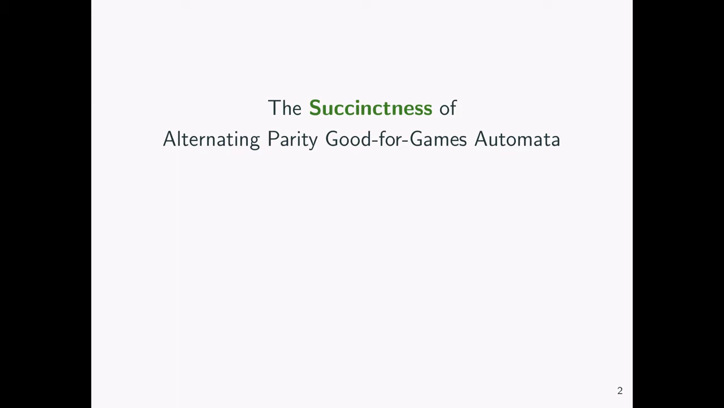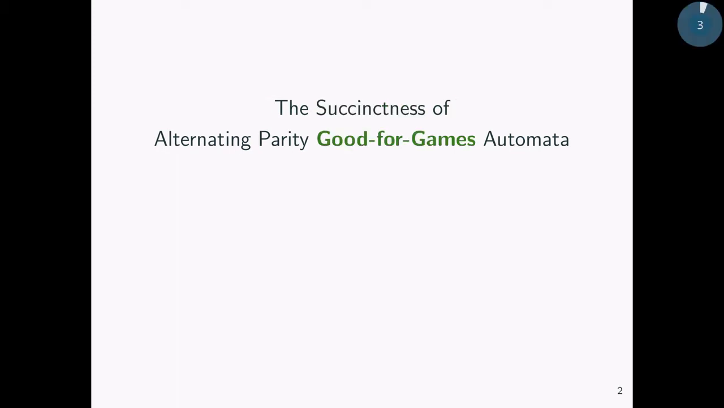Now, in this talk we consider alternating parity good for games automata. In a nutshell, good for games automata are automata that have many of the nice properties of deterministic automata and can often be used instead of deterministic automata, but which are not actually deterministic. So they do have non-deterministic choices, they can also have universal choices, but they retain some of the nice properties of deterministic automata.